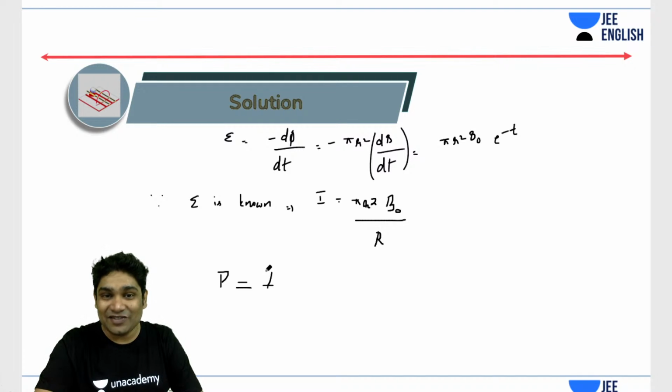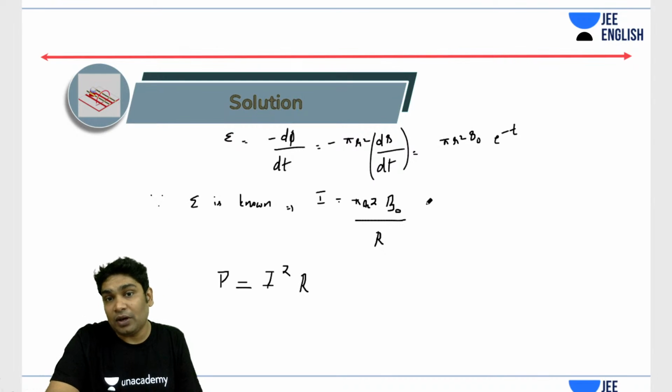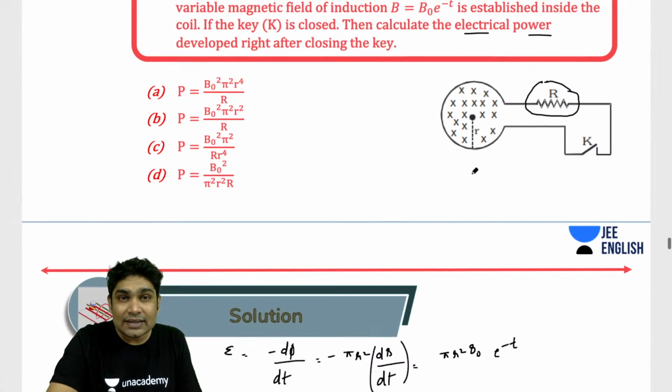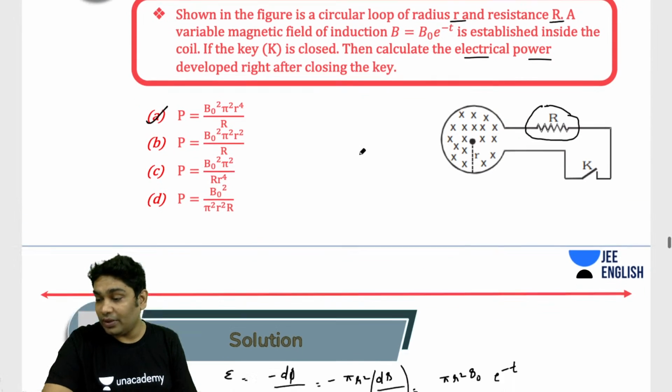So let's see, which option do you think is correct? I square times I square R. So I square would have meant pi square small r to the power 4, B naught square over R. Let's see. I think, yeah, this is the option that is matching. So A would have been the correct answer. Agreed? I hope everybody followed this.